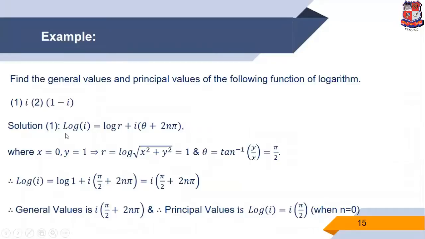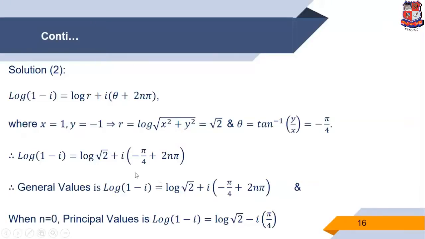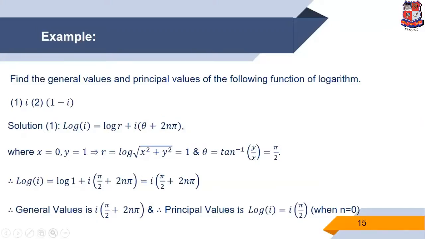So we replace r equal to 1 and theta equal to pi by 2 in the standard formula. So log i is log r, that means log 1, plus i (pi by 2 plus 2n pi). Now we know that log 1 is 0, then the form is i (pi by 2 plus 2n pi). So we can say the general value of the logarithm of i is i (pi by 2 plus 2n pi), and the principal value of log i is i pi by 2, because we take n equal to 0.